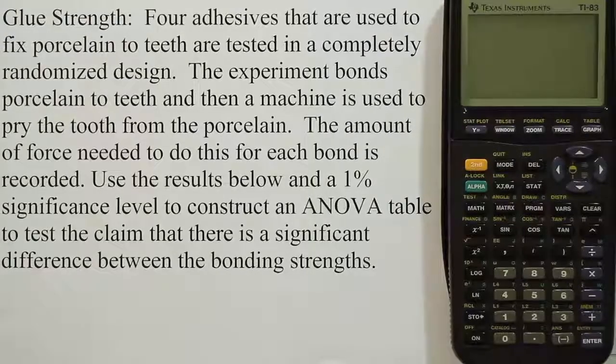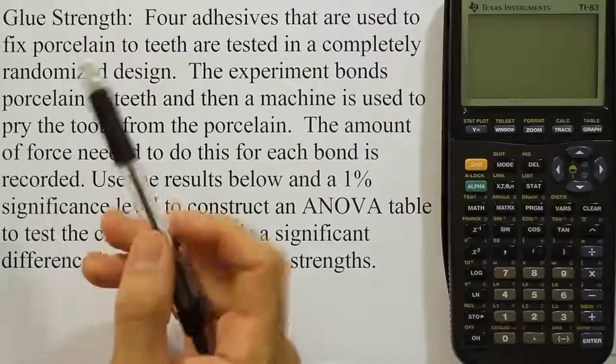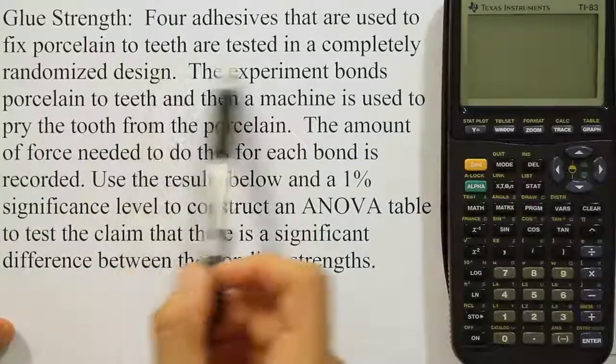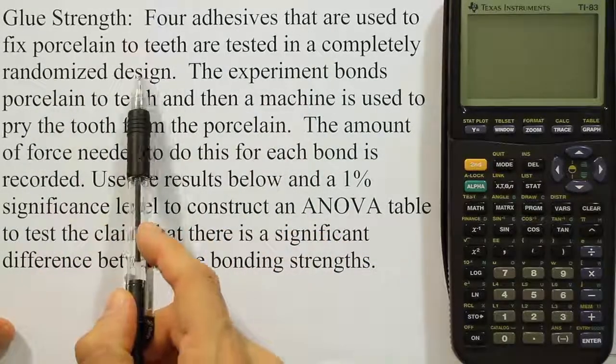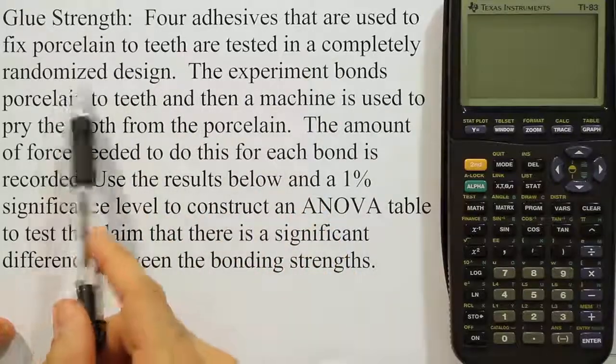In this video, we're looking at how to use the graphing calculator to perform an ANOVA procedure for a completely randomized design. So let's read the problem first to confirm it is in fact an ANOVA procedure that we need. It says glue strength. Four adhesives that are used to fix porcelain to teeth are tested in a completely randomized design. So completely randomized design tells me it's a CRD experiment.